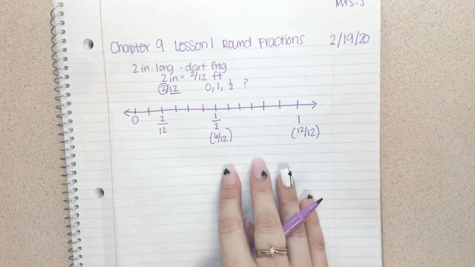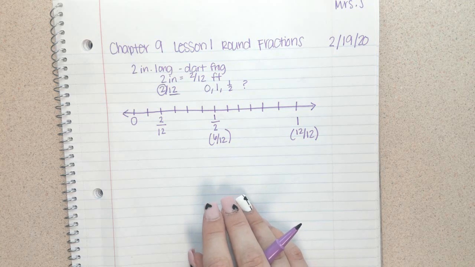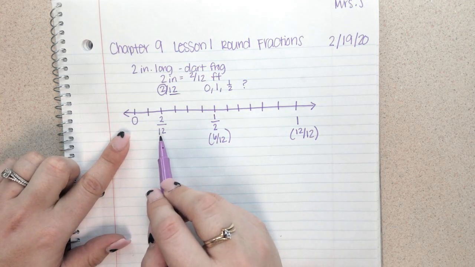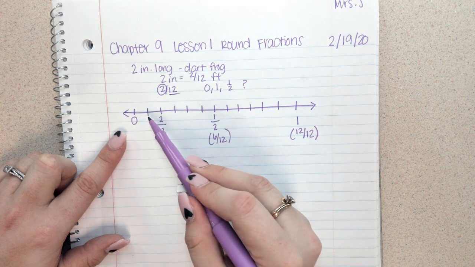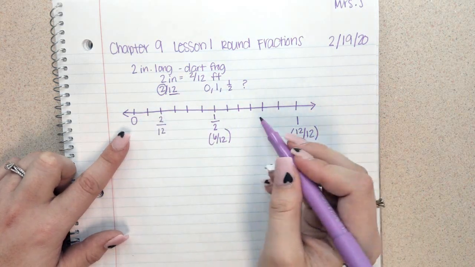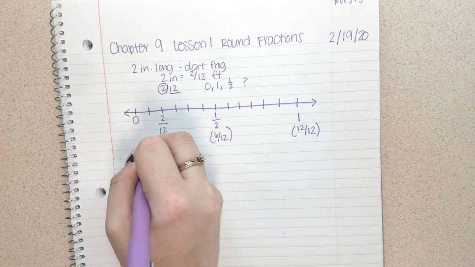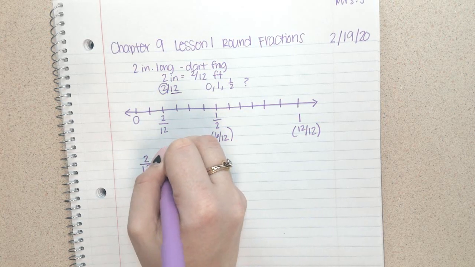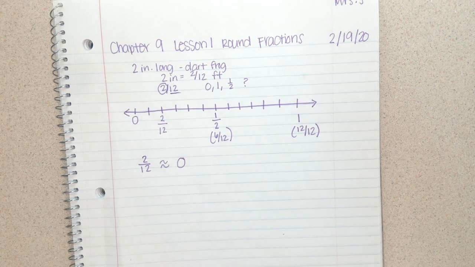So now you need to decide which number that is closest to. Is that closest to my 1/2, my 1, or my 0? I hope you can tell right off the bat that that is going to be closest to my 0, right? It's about 3 or 4 lines away from 1/2, and it is about 1 line away from 0, and it's quite a few lines away from 1. So we are going to say that 2/12 is closest to 0. So that is what we would round that fraction to, 0.